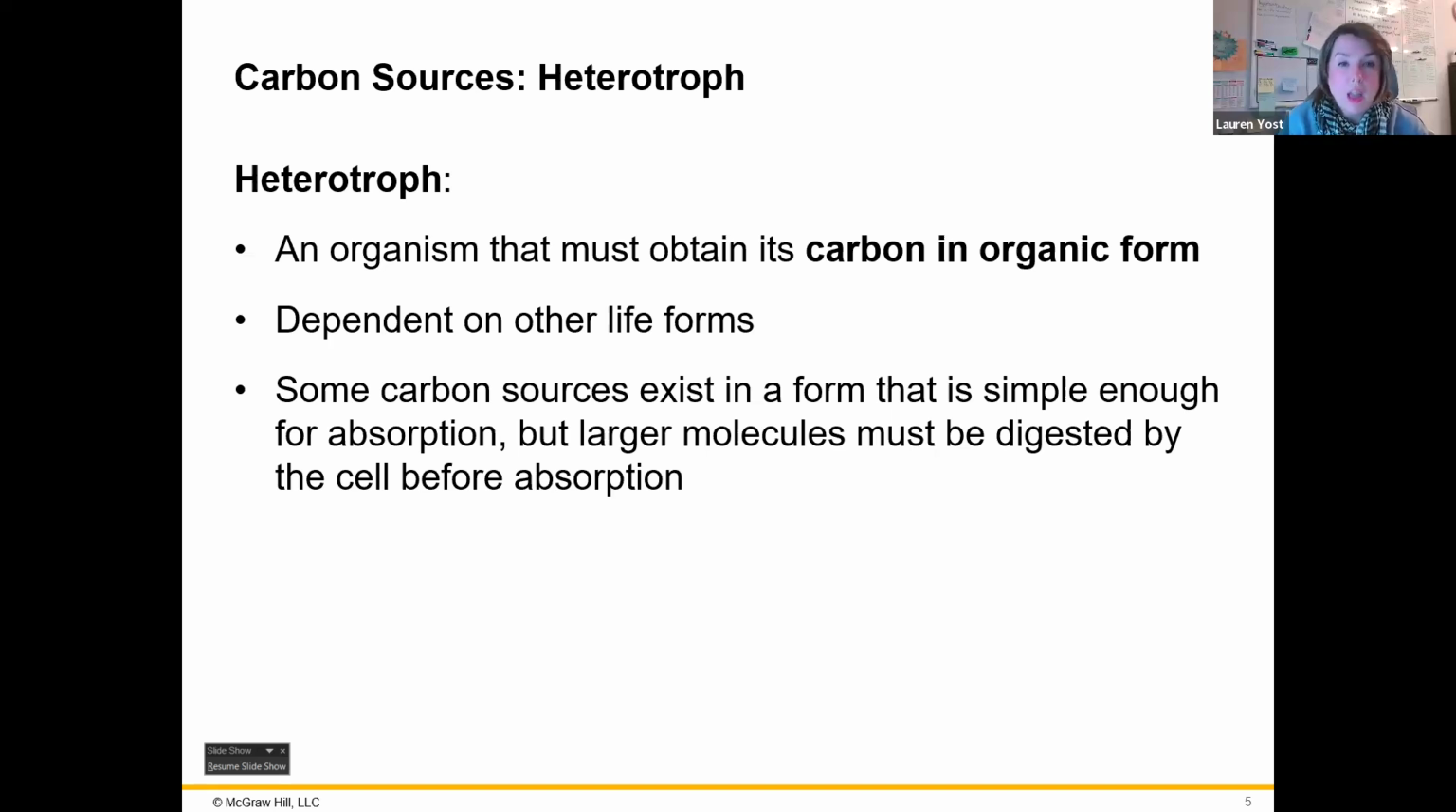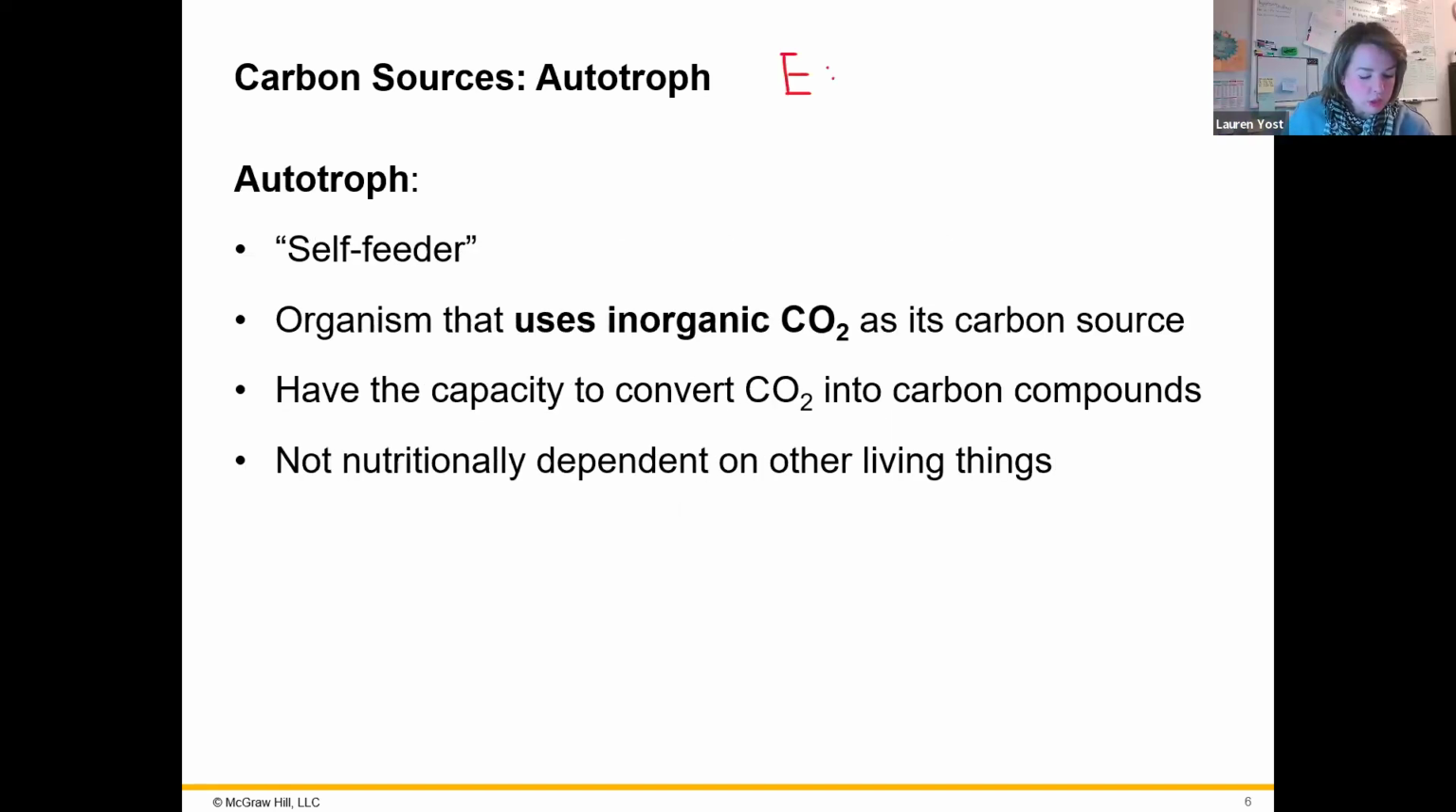And so those are the heterotrophs. They are using existing organic molecules that were made by other life forms in order to provide themselves carbon. Whereas the autotrophs are getting their carbon by making it from inorganic sources. When we talk about inorganic, it's important that we remember that if you do not have hydrogen bound to that carbon, it's inorganic. So it's not about whether you have carbon, it's whether you have a hydrogen bound to your carbon.